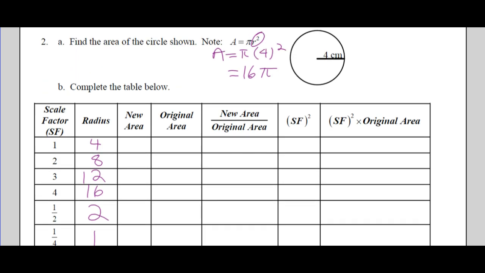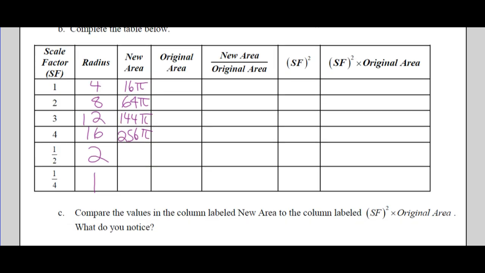So if we work out the new area, what do we do? We take the radius, we square it, and then we put a pi down. So the new area, well, this was 16 pi. If I square this, what do I get? 64. 12 squared? 16 squared? 2 squared? 1 squared? What was our original area? Well, it was always 16 pi.